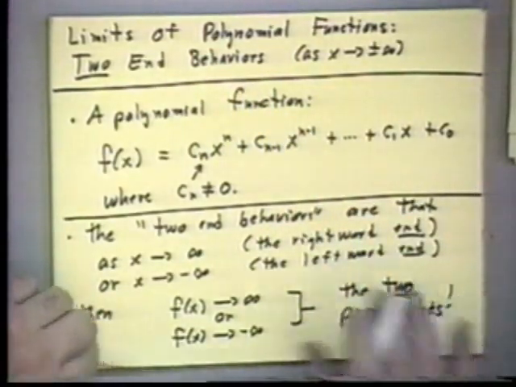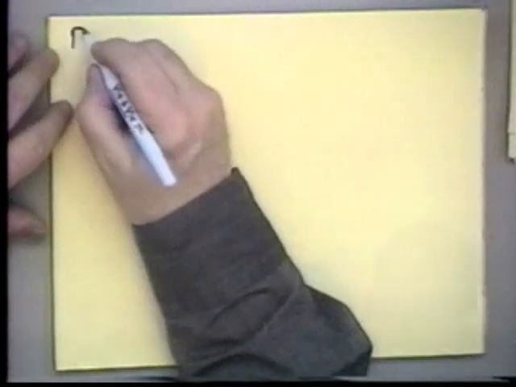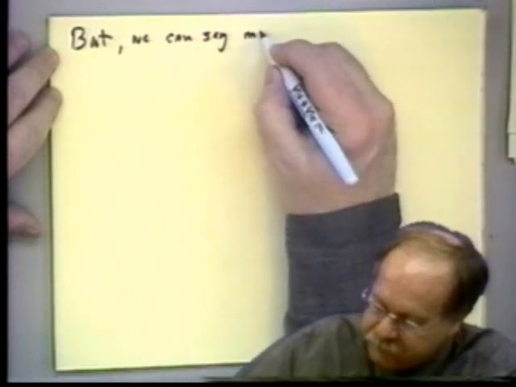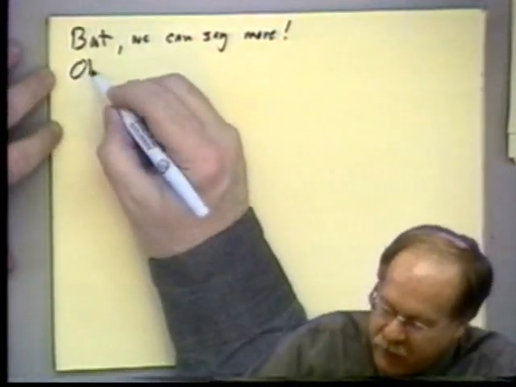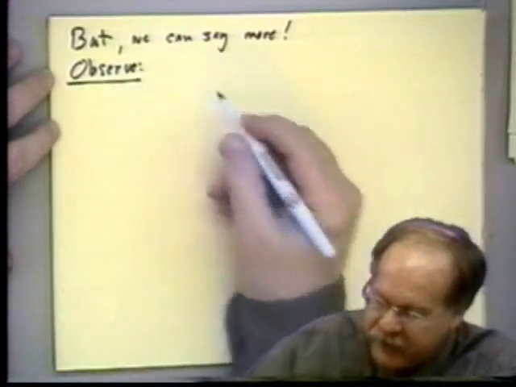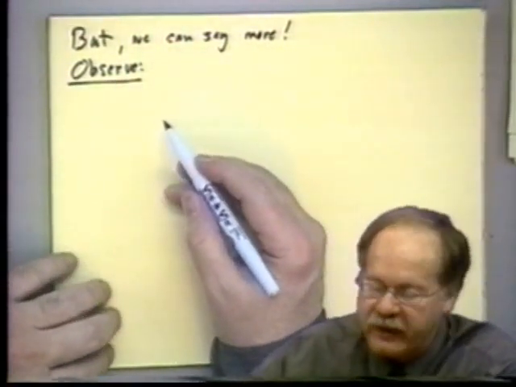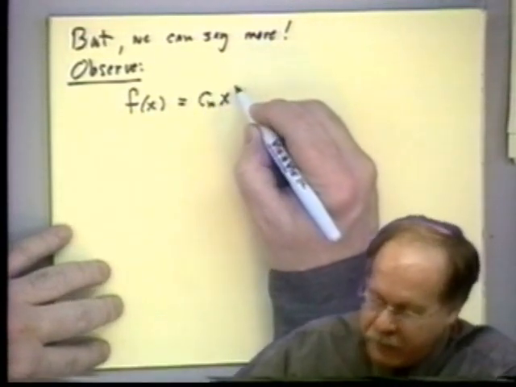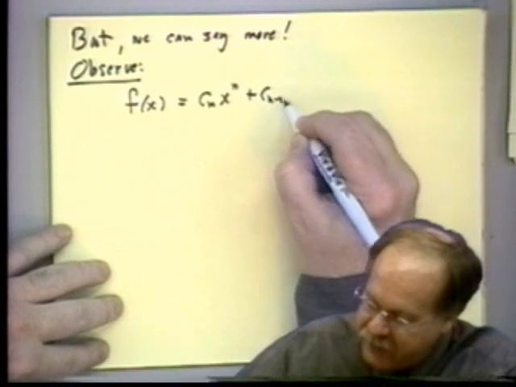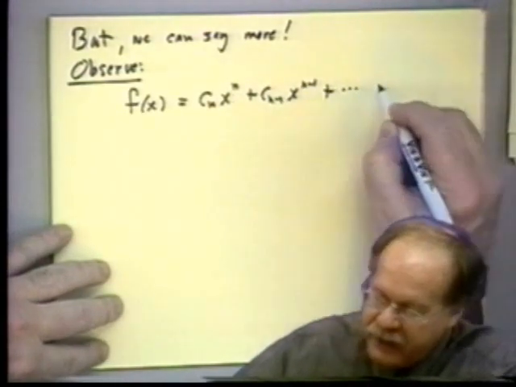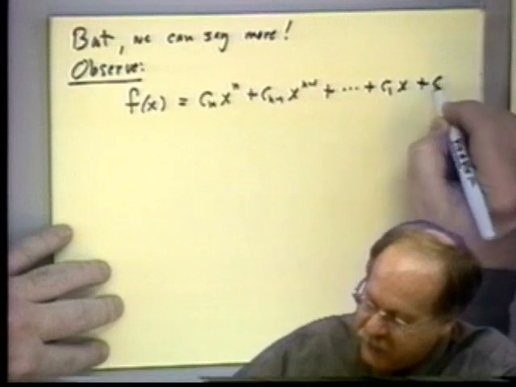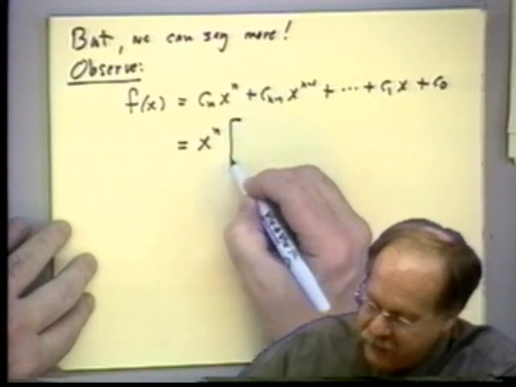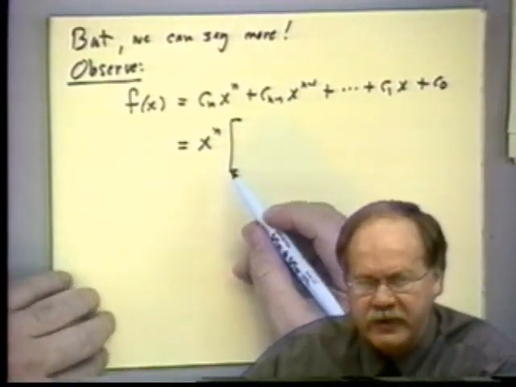But we can say more than that. We can get much more specific. Observe the following. Now this is not a complete proof, but it's a plausible argument. Here's f of x, our polynomial function: c_n x to the n plus c_(n-1) x to the n minus 1 plus down to c_1 x plus c_0. Now observe that if I factor out x to the n here, kind of an odd thing to do, but let's just do it and see what happens.